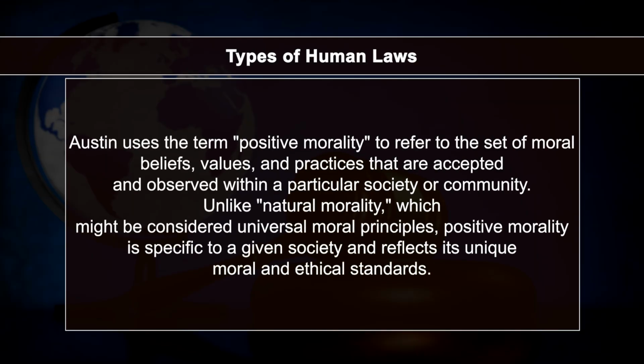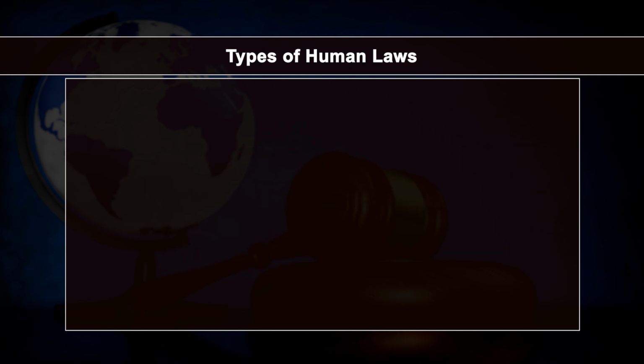Austin uses the term positive morality to refer to the set of moral beliefs, values and practices that are accepted and observed within a particular society or community. Unlike natural morality, which might be considered universal moral principles, positive morality is specific to a given society and reflects its unique moral and ethical standards.